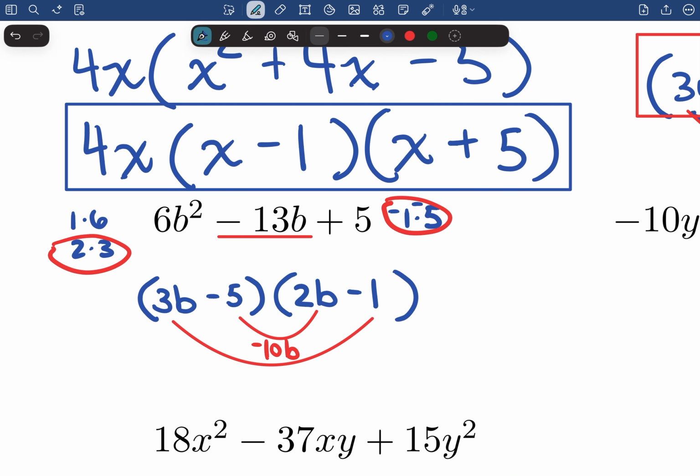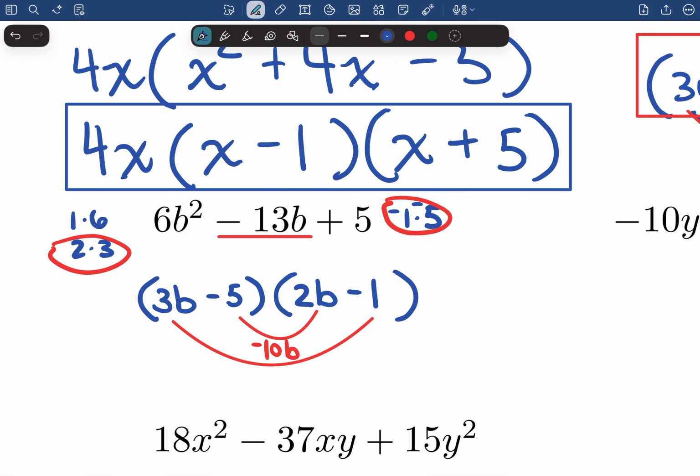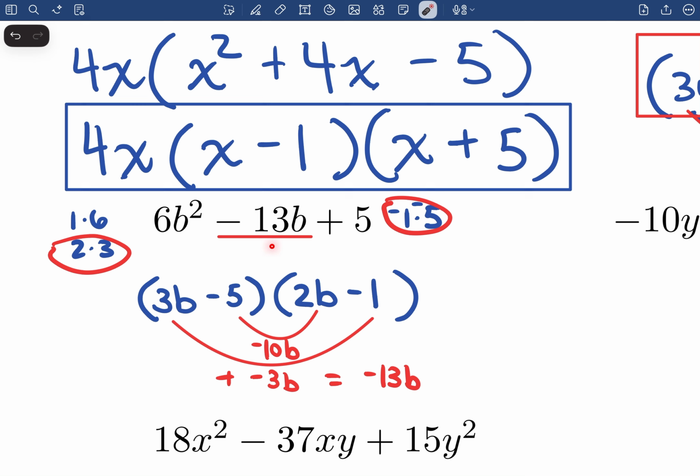So there it is. Because when I multiply 3b times negative 1 as the outer terms of foiling, I get a negative 3b. And then I sum up those pieces. I add them together. And negative 10b plus negative 3b equals negative 13b, which is, like we said, the middle term that we wanted. Okay?